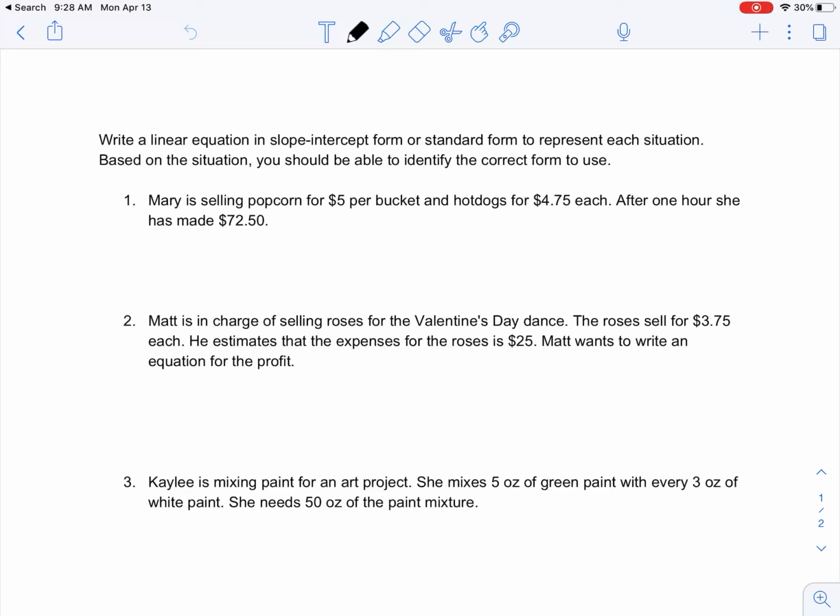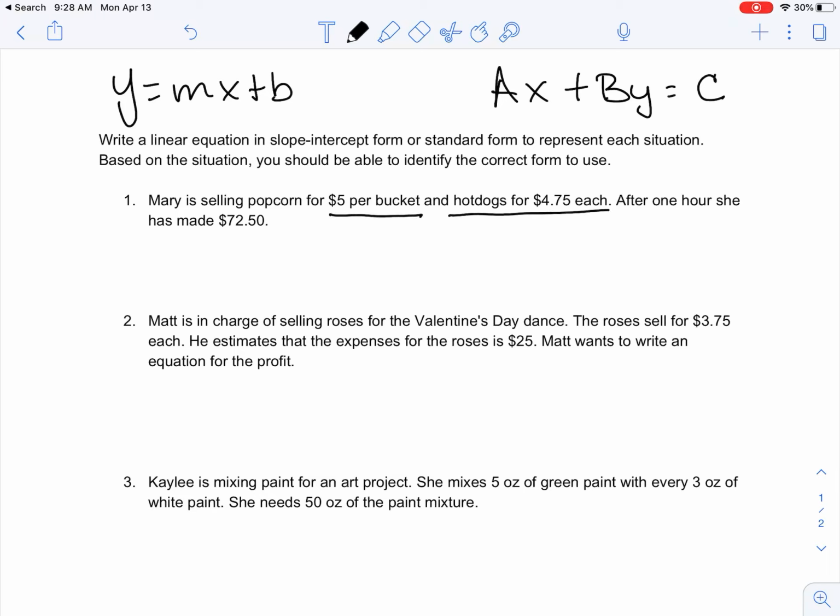So the last couple of days we've been talking about linear equations in slope-intercept form, which is y equals mx plus b, and standard form, which is ax plus by equals c. Today we're going to be looking at some story problems and determining which type of linear function we should use to represent each situation.